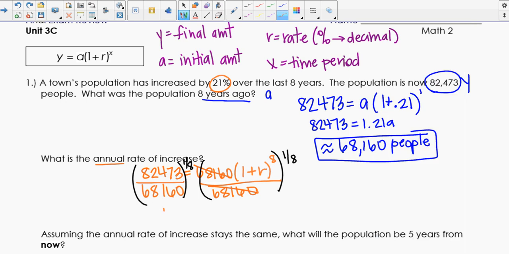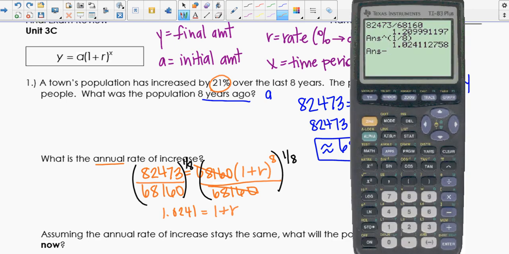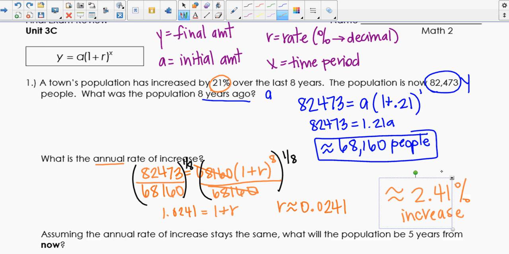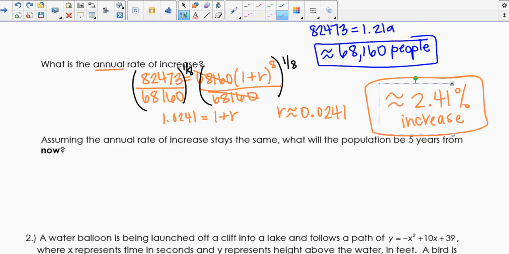So we get 1.0241. Remember, that's technically equal to 1 plus R. So we still have to subtract our 1 away to get R by itself. So R is approximately 0.0241. So the annual rate of increase was about 2.41% increase per year. Okay. So it's 21% over the long haul, but it was 2.41 each individual year.